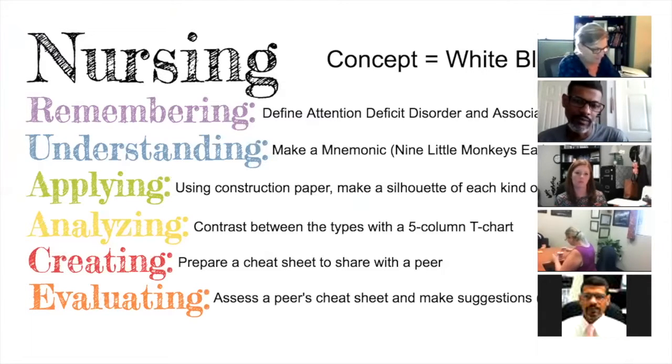So T-charts, Y-charts, things like that are ones we can always keep in our toolbox for moments when we need students to analyze or contrast certain things. And again, in this example, I put creating first. I asked them to prepare a cheat sheet to share with a peer on the 5 specific types of white blood cells. And then for the evaluating step, I can ask them to assess a peer's cheat sheet and then make suggestions on how to change it or make it better.